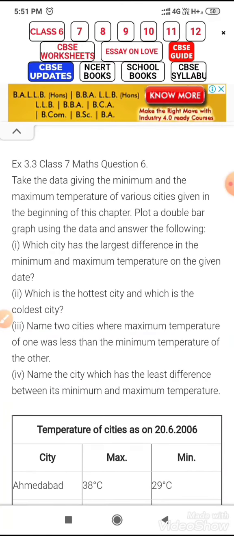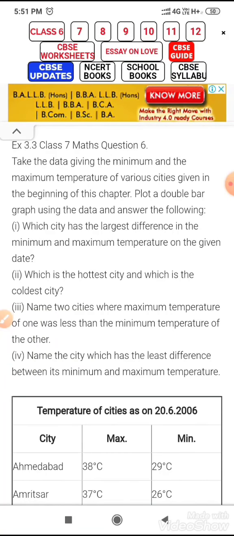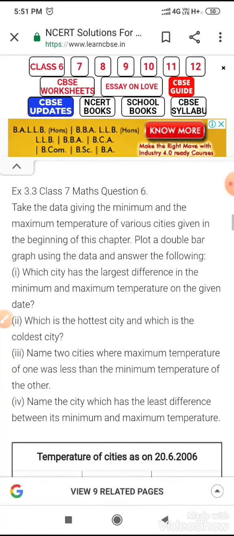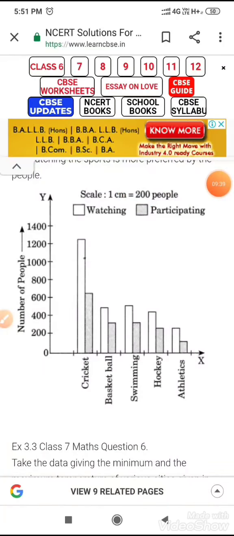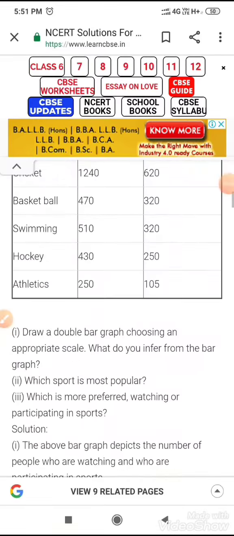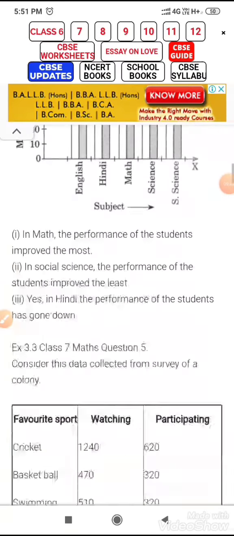Our next question is, take the data given on the minimum and the maximum temperature of the various cities given in the beginning of this chapter, plot a double bar graph using this data and answer the following questions. You can solve this question in the same way as I did in question number 3 and question number 4.